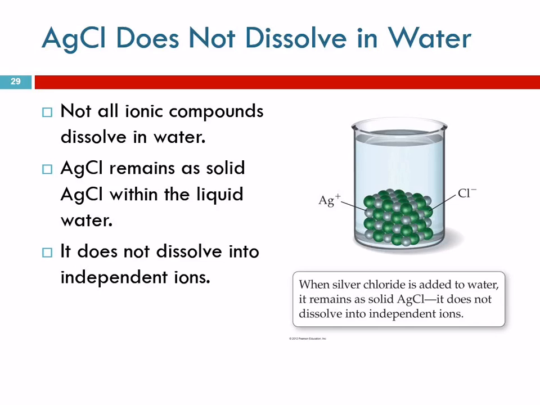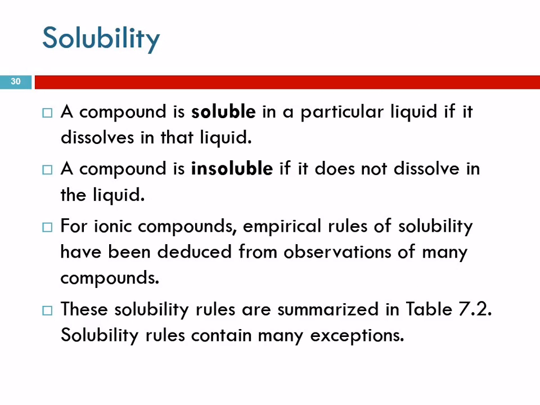So some compounds don't dissolve. Silver chloride is one of them. It's just going to sit there. It doesn't separate into ions. Is it a strong electrolyte? No. In fact, it's called a non-electrolyte because it really just doesn't dissolve at all.